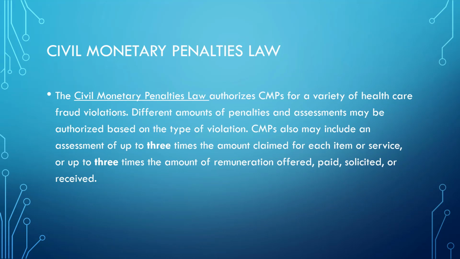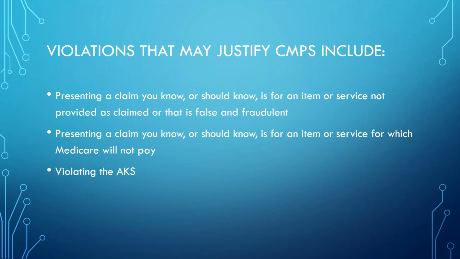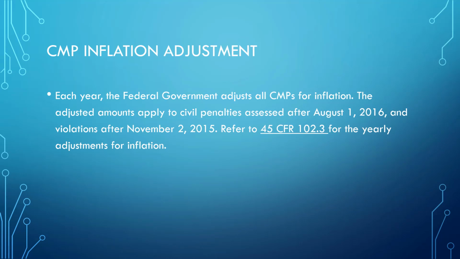Next law that we need to talk about is the Civil Monetary Penalties Law. The Civil Monetary Penalties Law allows the government to go after you for up to 3 times the amount of money that you received improperly or illegally. So violations that can justify the civil monetary payment law coming into effect is presenting a claim that you know is wrong. That's upcoding. That's for services that were never rendered. If you do this, you have violated the anti-kickback statute, and the civil monetary penalties can kick in.